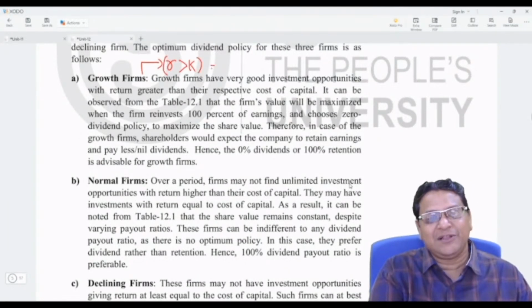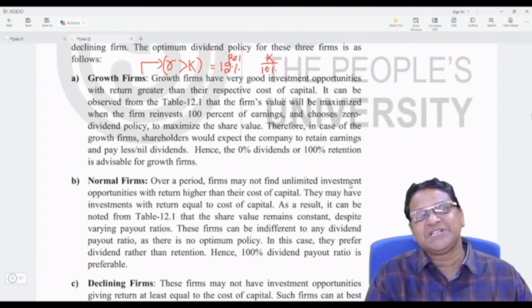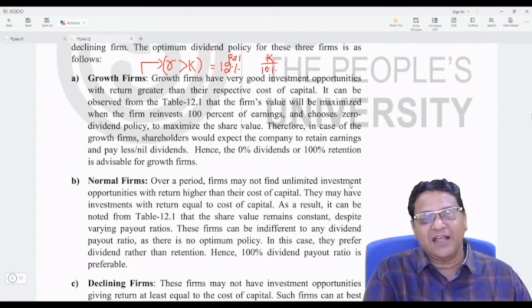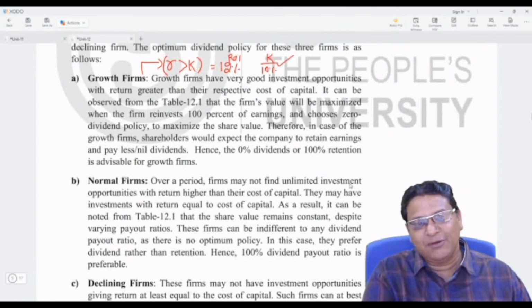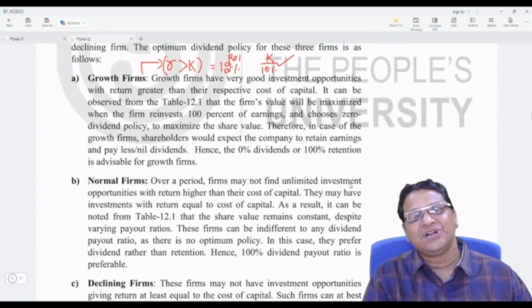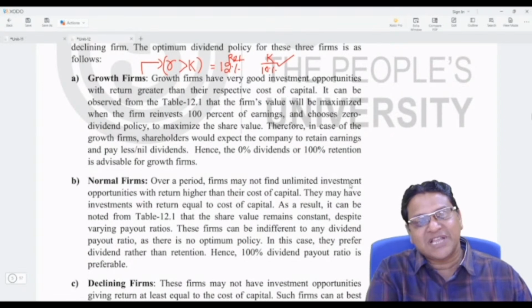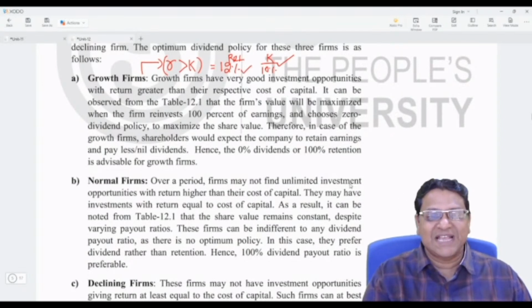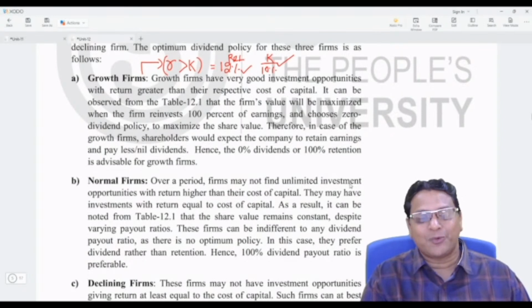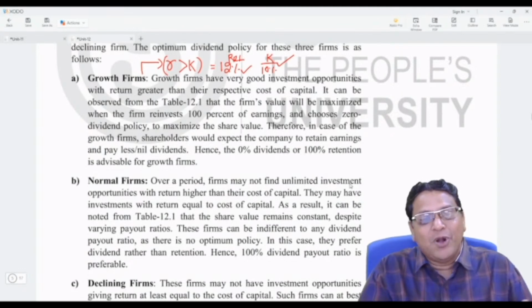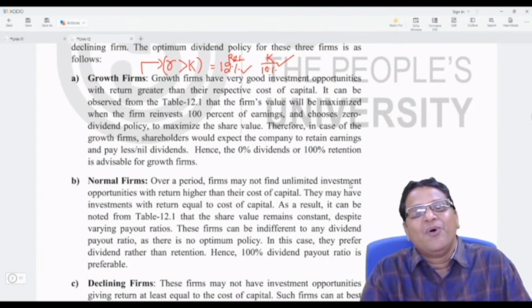Suppose the return generated in the business is 12% and the cost of capital is 10%. Your ROI is 12% and your cost of capital is 10%. That means if you distribute the dividend to the shareholders, shareholders will invest it somewhere else and they will get 10%. And if you do not distribute the dividend, and the amount is invested in the business, the shareholder will get 12%. So in this case, the shareholder will say please do not provide any dividend and reinvest it in your business and multiply the market value of our shares.